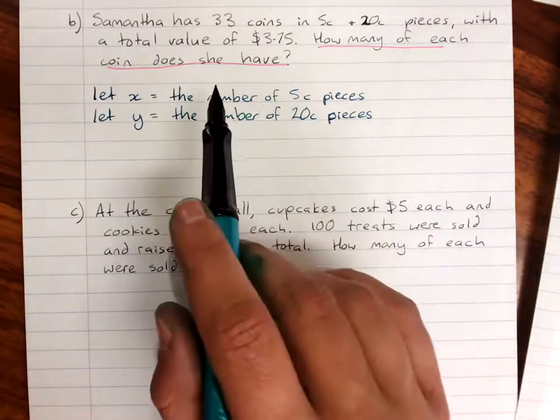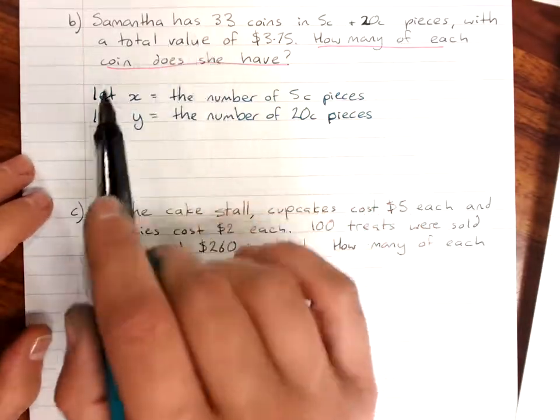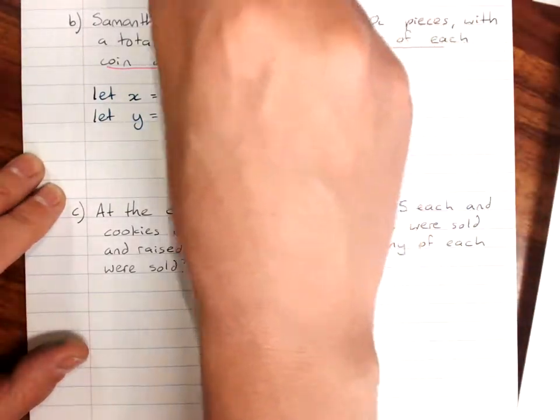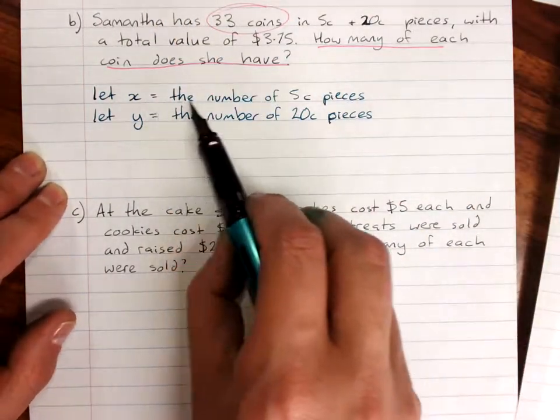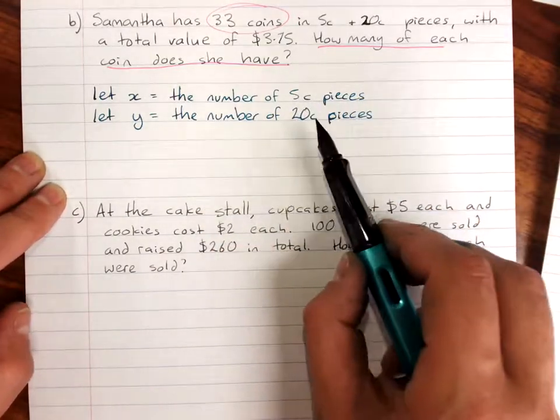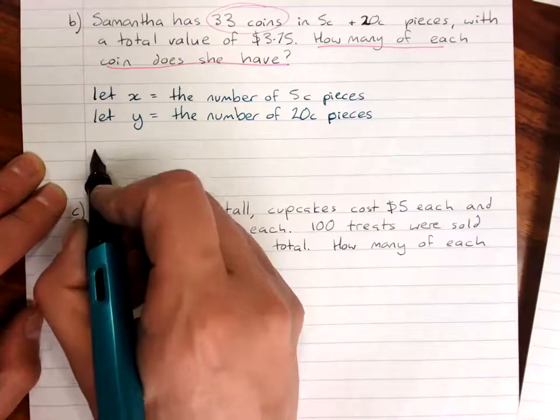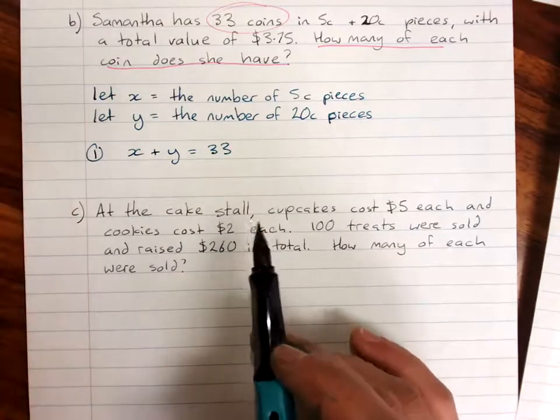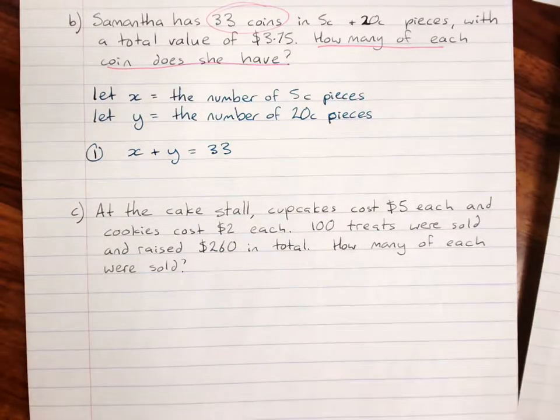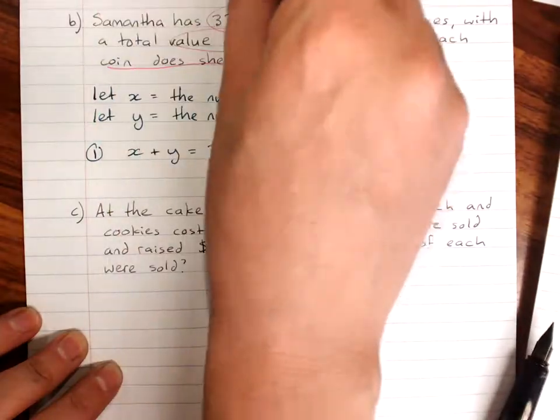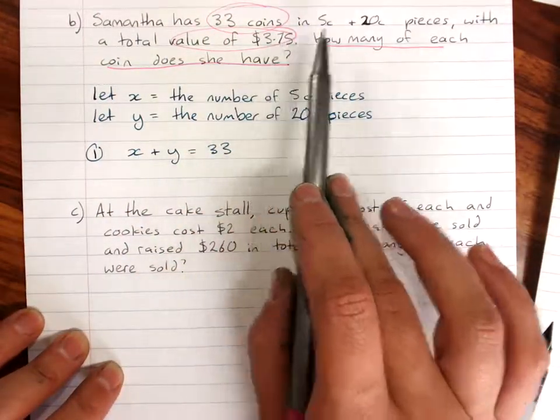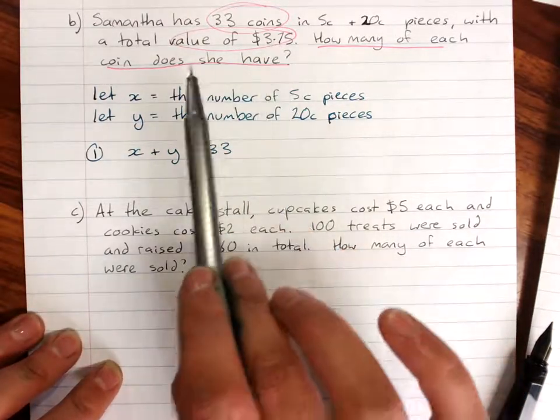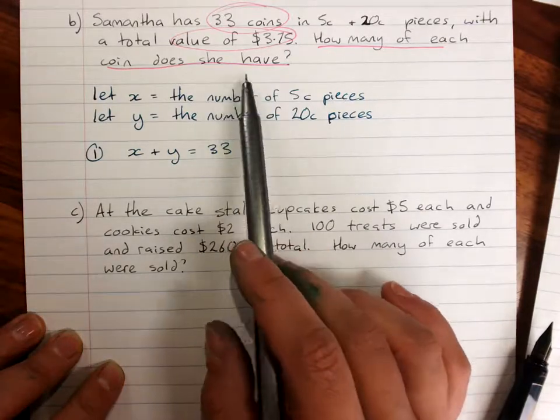Now, defining our variables. Often they will tell you the total, and it's a nice, easy one. So this bit of information here, 33 coins, that's easy, because the number of 5-cent coins plus the number of 20-cent coins equals 33. So my equation 1 is X plus Y equals 33. The coins have a total value of $3.75, but it can be a little unclear what we're doing here. And this is one which is really likely to trip you up.